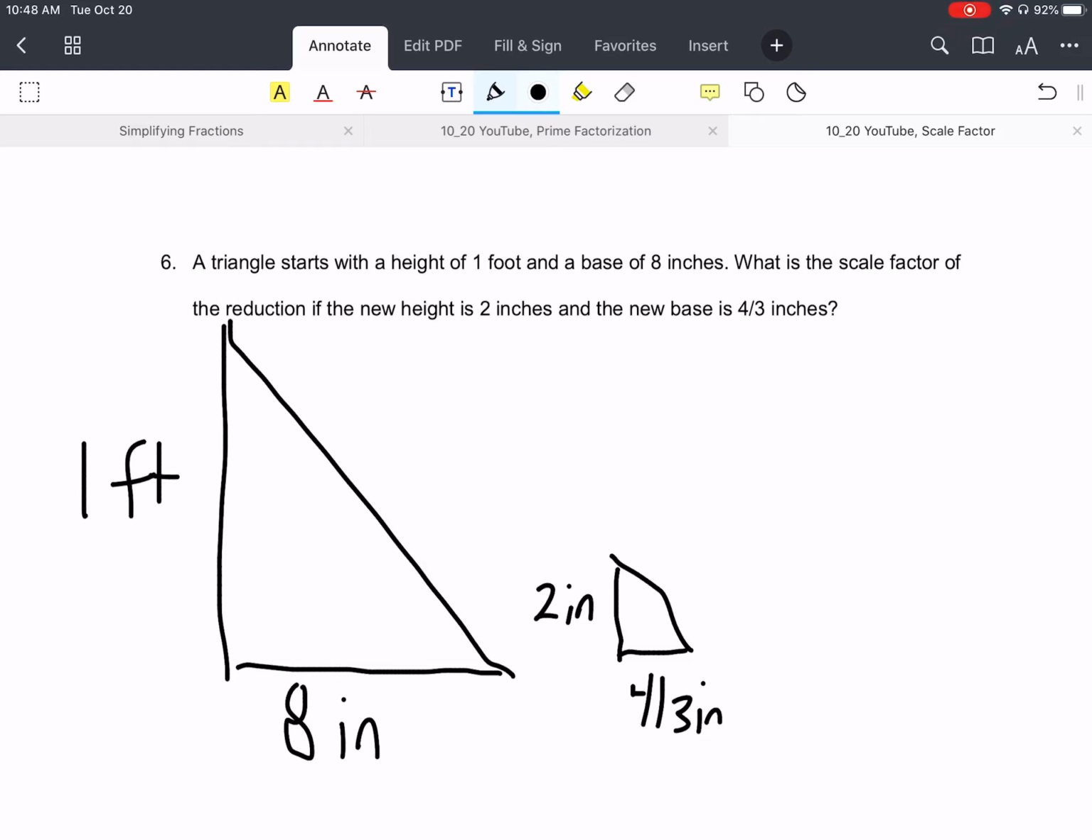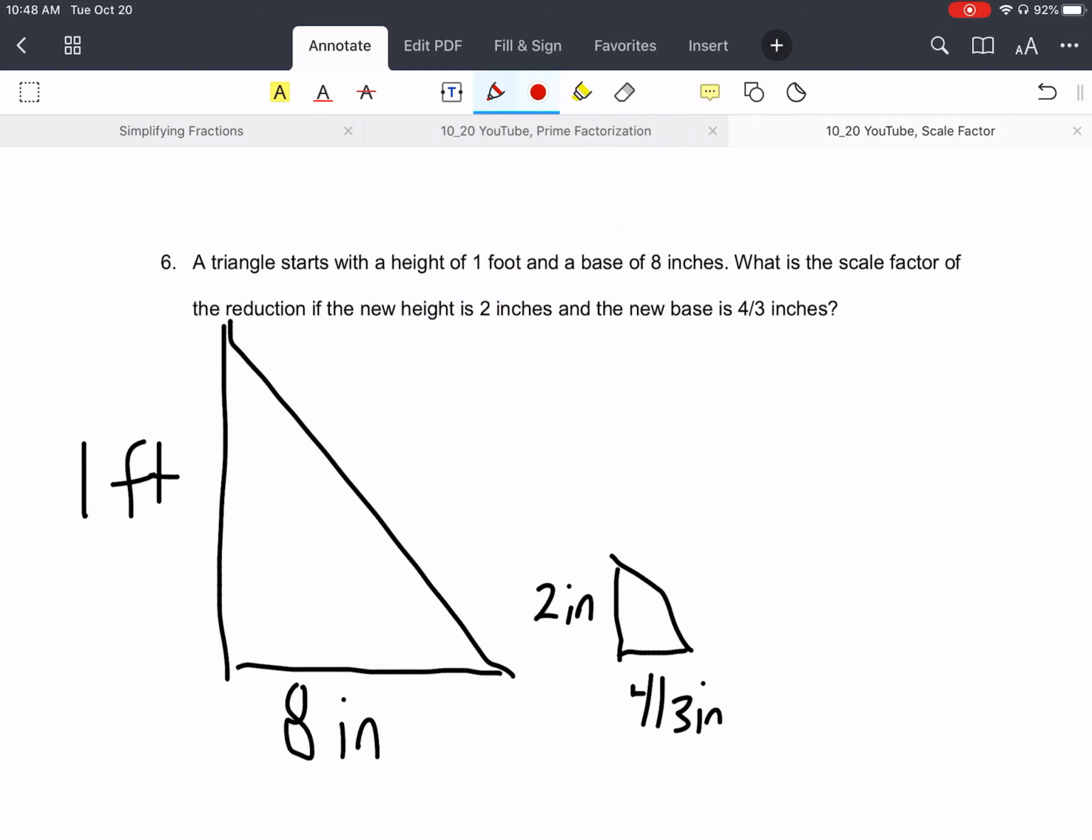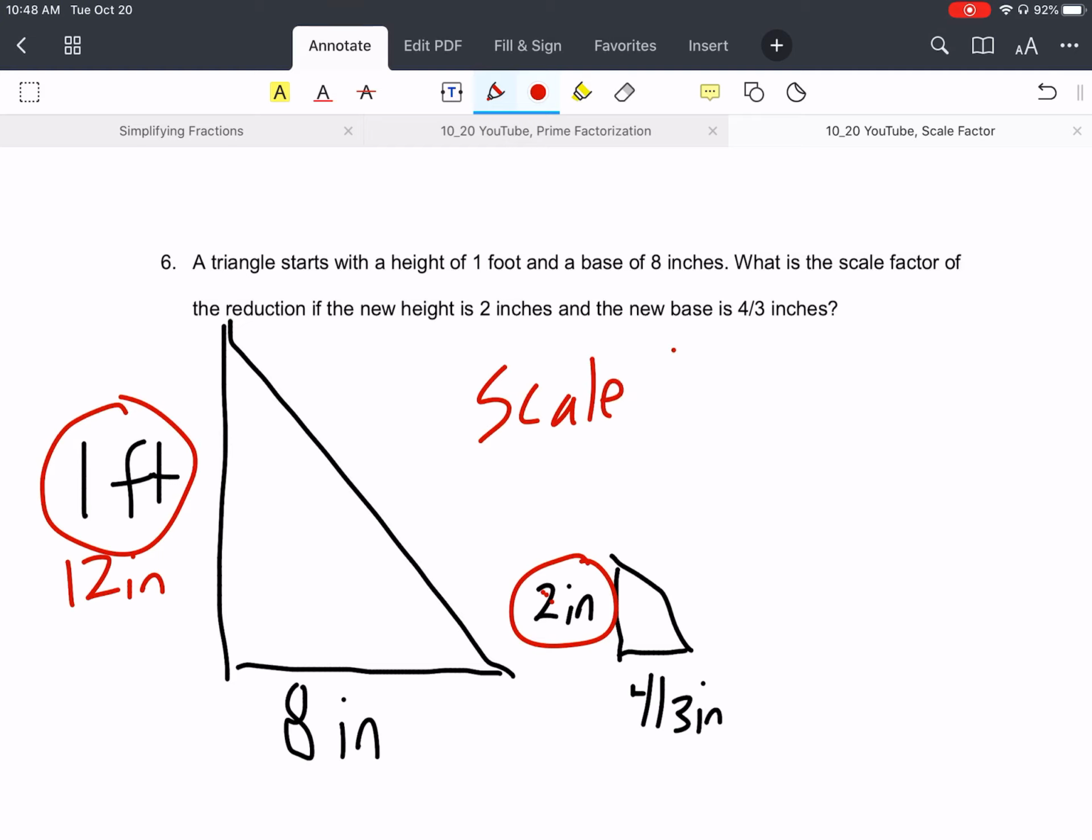And really, when you are trying to find the scale factor, you only need to focus on one of the pairs of numbers because they will end up the same. So we're going to focus on 1 foot and 2 inches. We're going to convert 1 foot to 12 inches to make our life a little easier. And I can see that 12 inches is 6 times bigger than 2 inches. And because I am shrinking or reducing the shape, I can say the scale factor is 1/6, because my new shape is 1/6 of the size of the original shape.